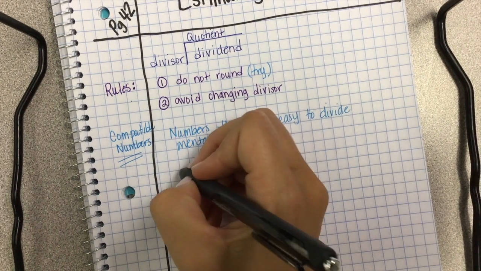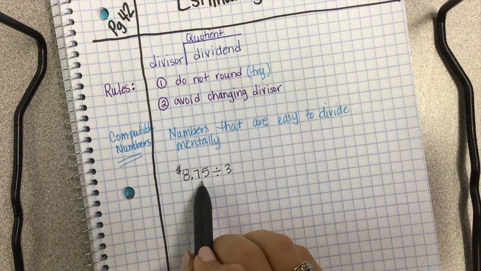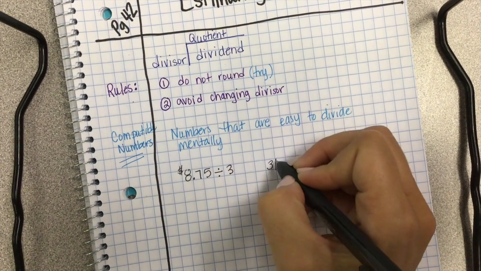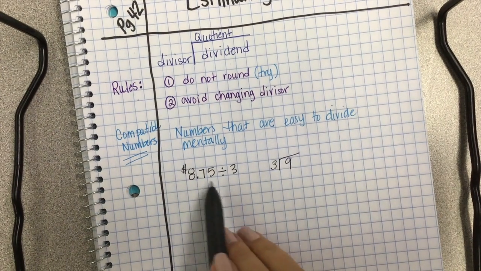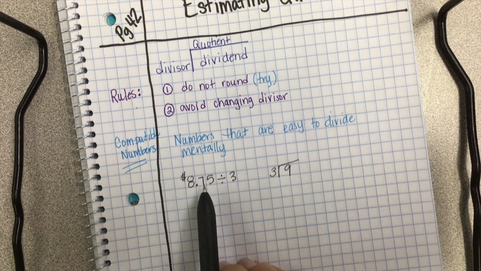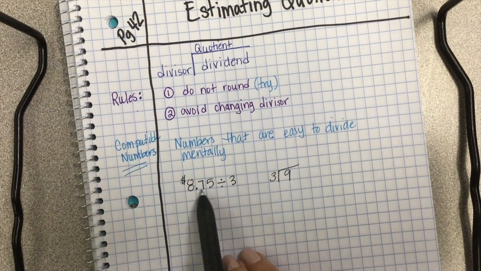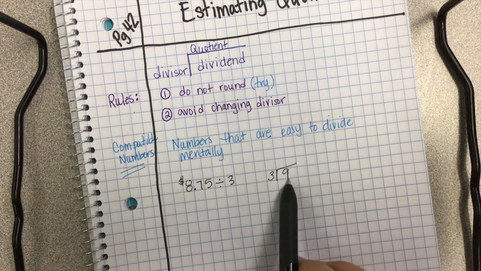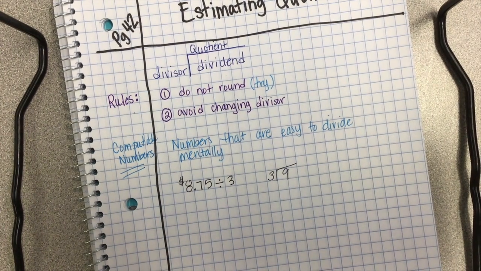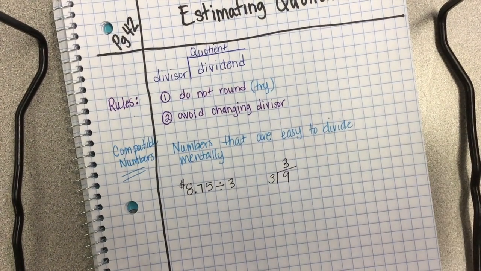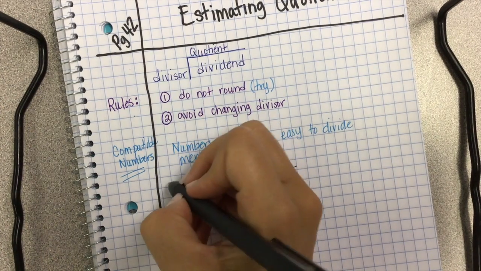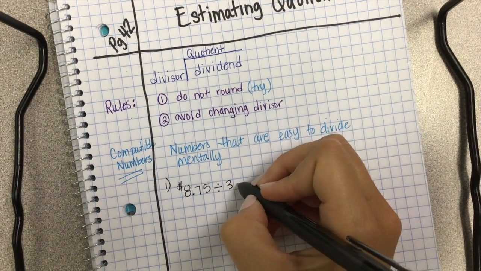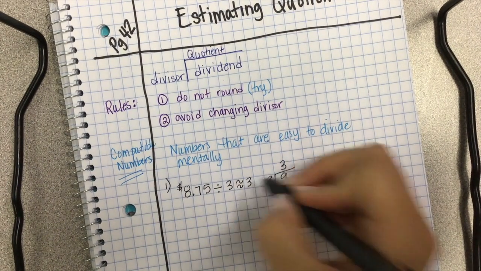So if you're like me, I think, okay, 875 in terms of money, if this was money, that's close to $9, right? So does 3 easily divide into 9? It does, right? I changed it to a compatible number. It is very much like rounding. You're just finding a number that this divisor can easily divide into. And we know that 3 easily divides into 9, right? It goes in 3 times. So this was number 1. 8.75 divided by 3 is about, remember that about sign, 3.